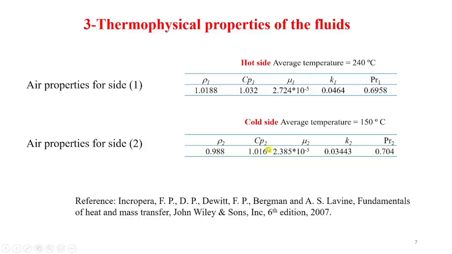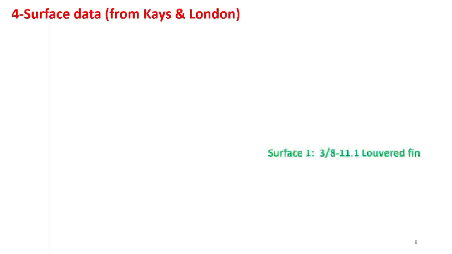and these are the properties that we are going to use for the cold side. Also again the density, specific heat, viscosity, thermal conductivity, and Prandtl number at average temperature. Okay, now the surface data is very important to solve either rating or sizing of a compact heat exchanger.